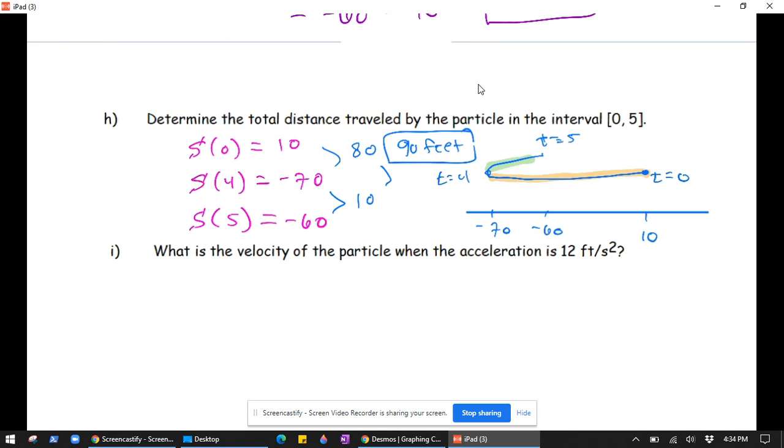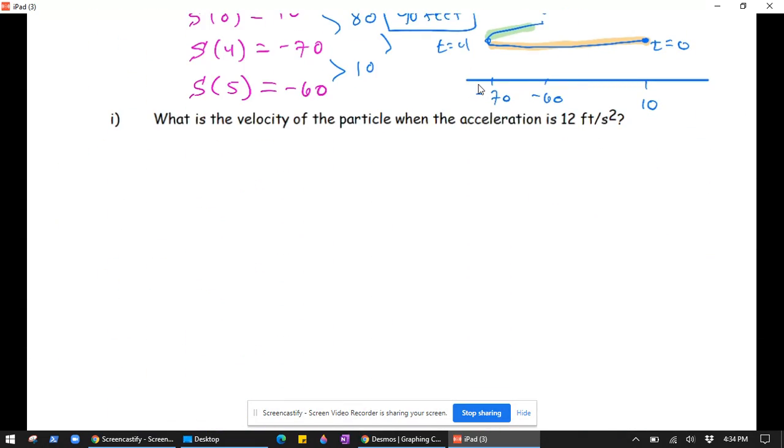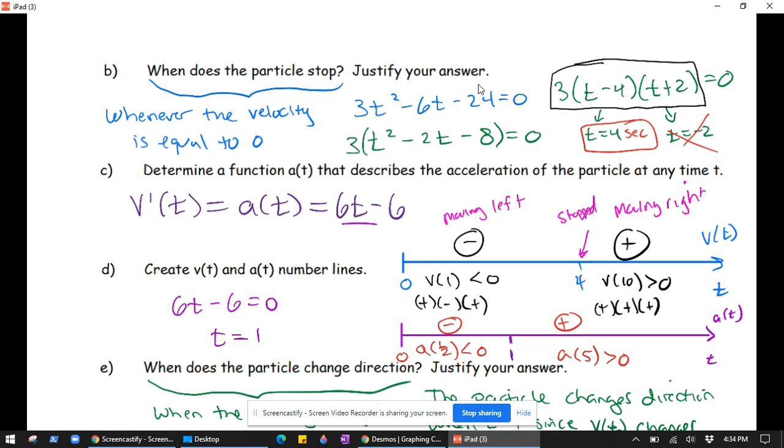And then lastly, we finish with what the velocity of the particle is at a specific time, described as when the acceleration is 12 feet per second squared. So the acceleration, if we look above, was the function 6t minus 6. So we equate that to 12, and we get t equal to 3. So another way to ask this question is, what's the velocity when time equals 3? And our velocity function, remember, was up here. I'm going to use this version that I'm starring just because it's factored.